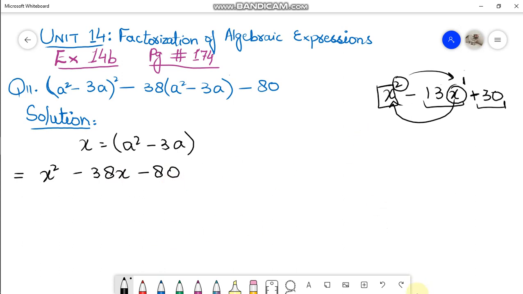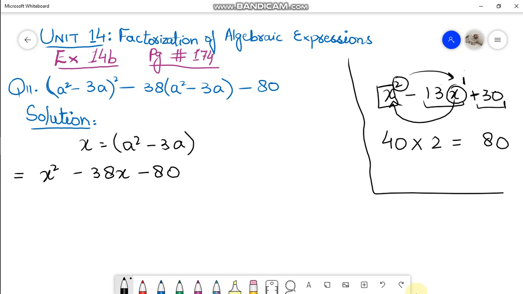How am I going to break the middle term? I will take the help of the last term. If you are good in tables, then very good, but if not, you can go for the LCM method. So 40 multiplied by 2 is 80, and 40 and 2 can also give me 38, but now I have to manage the sign. As you can see, 38 is minus and 80 is also minus. For that purpose I have to take 40 negative and 2 positive, because this will give me minus 38, with the sign of the bigger digit.